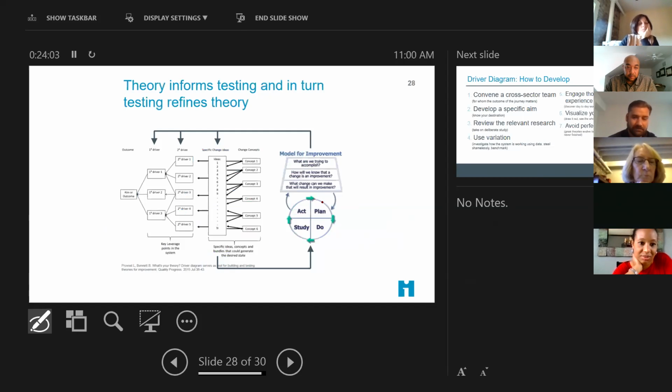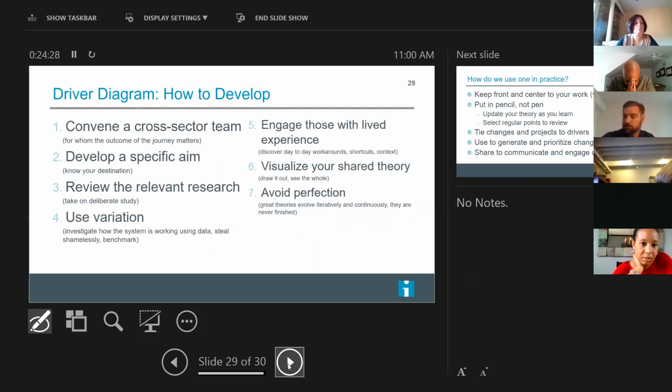So as you run PDSA cycles, you realize, oh, you know what? That wasn't the right theory, and you're revising things as you go. So just understanding that there's this iterative relationship between these things. And you can see your aim is represented here. Your measures are both here and also attached to your primary drivers. Your change ideas are actually in the driver diagram. And then your PDSA cycles are on these very specific change ideas. So just a couple of things to think about in terms of how you actually go about developing them.